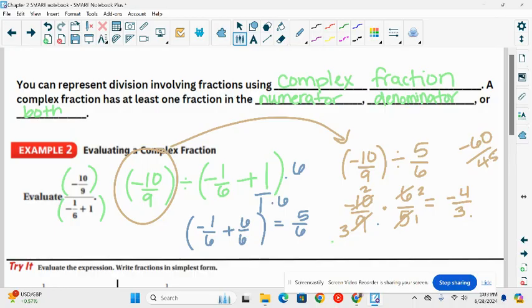You keep the first, change the sign, do the reciprocal, or you flip the fraction over, and you divide fractions. And then you cross cancel.